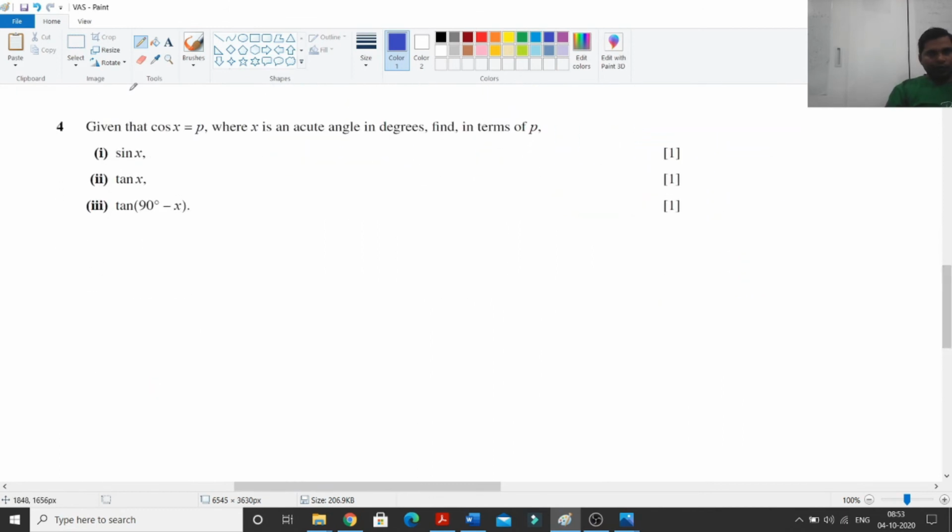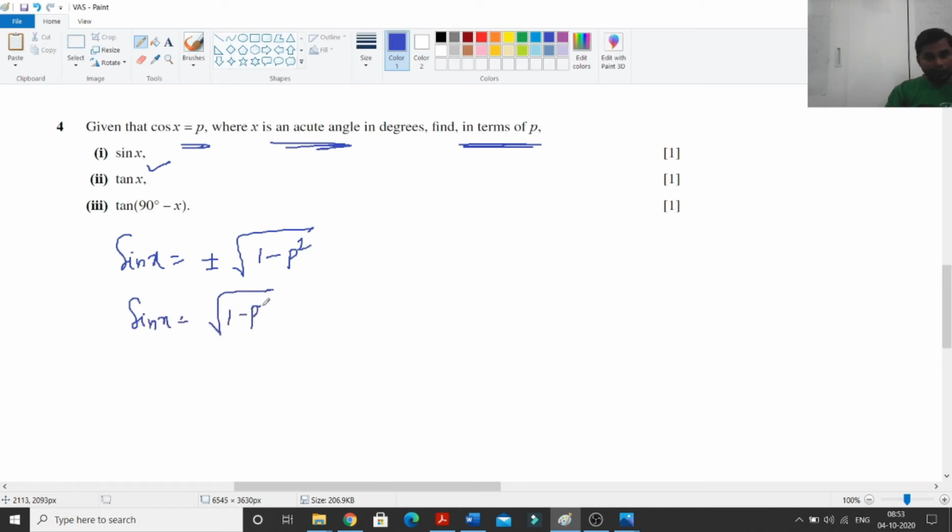Let's see question number 4. If cos x is equal to p, where x is an acute angle, meaning in the first quadrant, we need to find sin x in terms of p. So sin x is plus or minus square root of 1 minus cos square x, which is 1 minus p square. But as it is in the first quadrant, it will be positive. So sin x is equal to square root of 1 minus p square. That's the first part. Second part, tan x. So tan x is sin x over cos x.